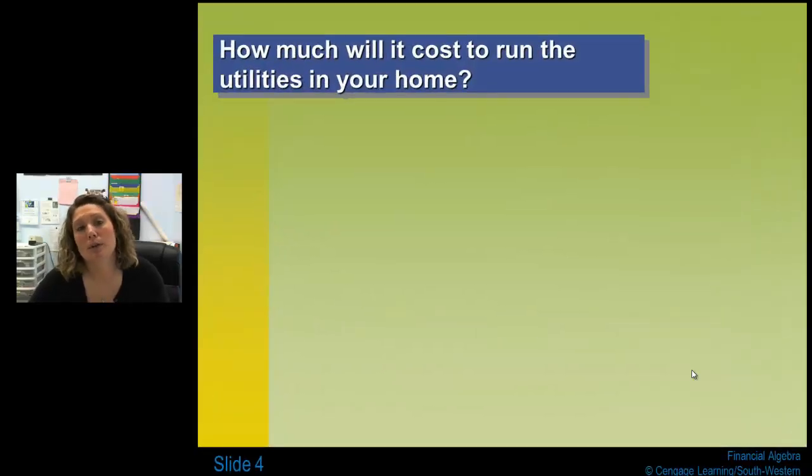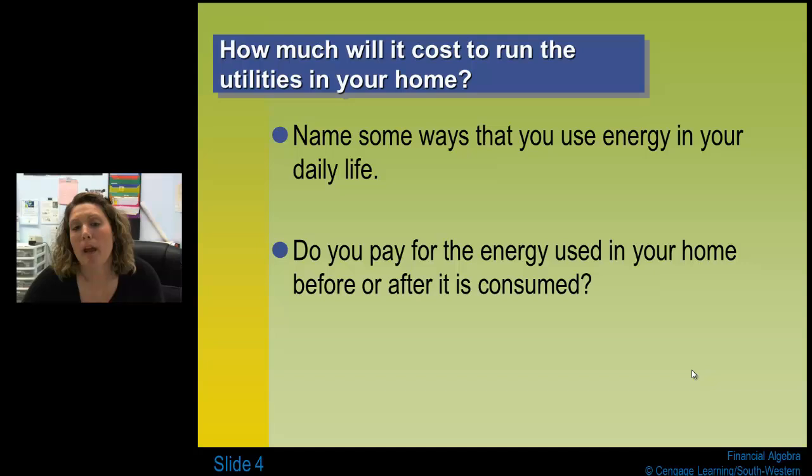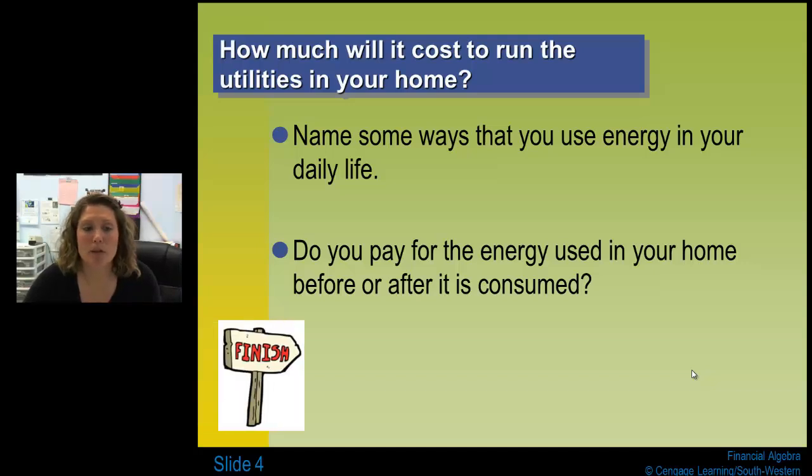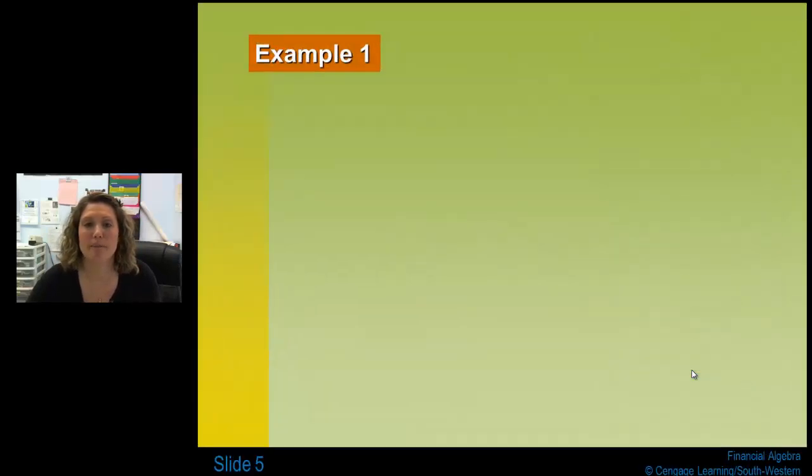So how much will it cost to run the utilities in your home? Name some ways that you use energy in your daily life. And then, do you pay for the energy used in your home before or after it's consumed? So you need to go ahead and finish this in your notes as well as on a separate sheet of paper to be turned in.